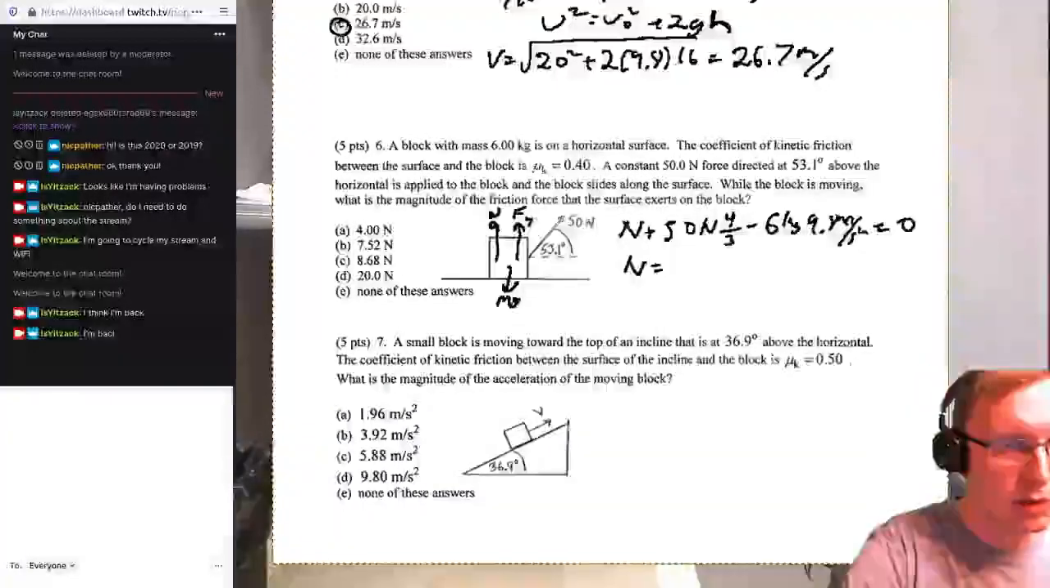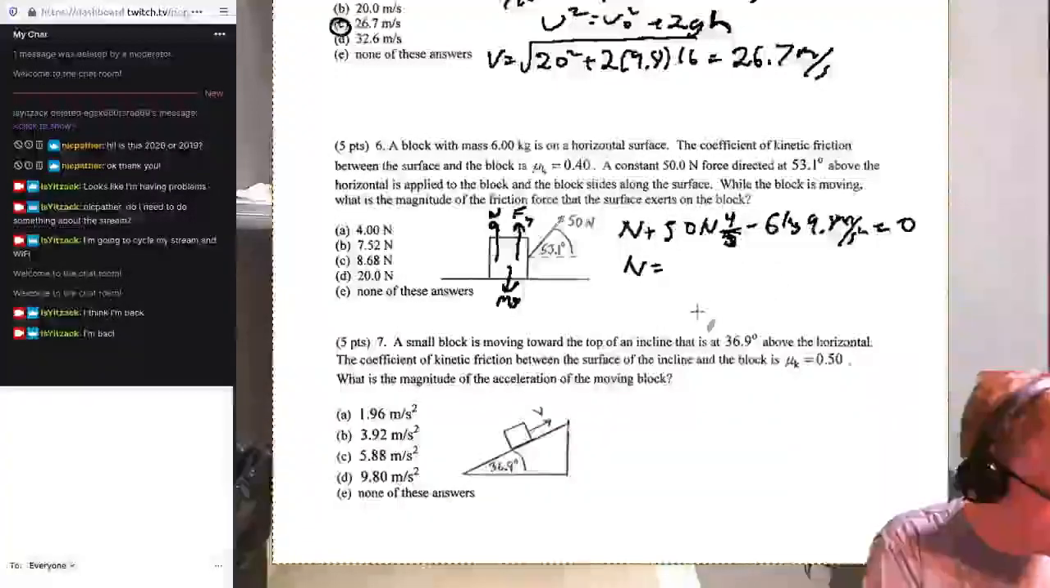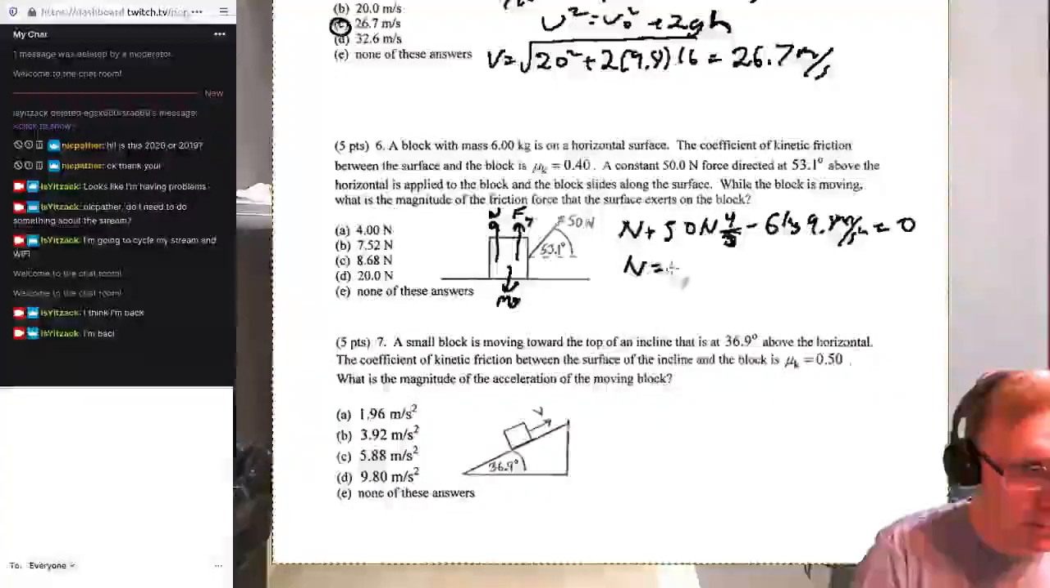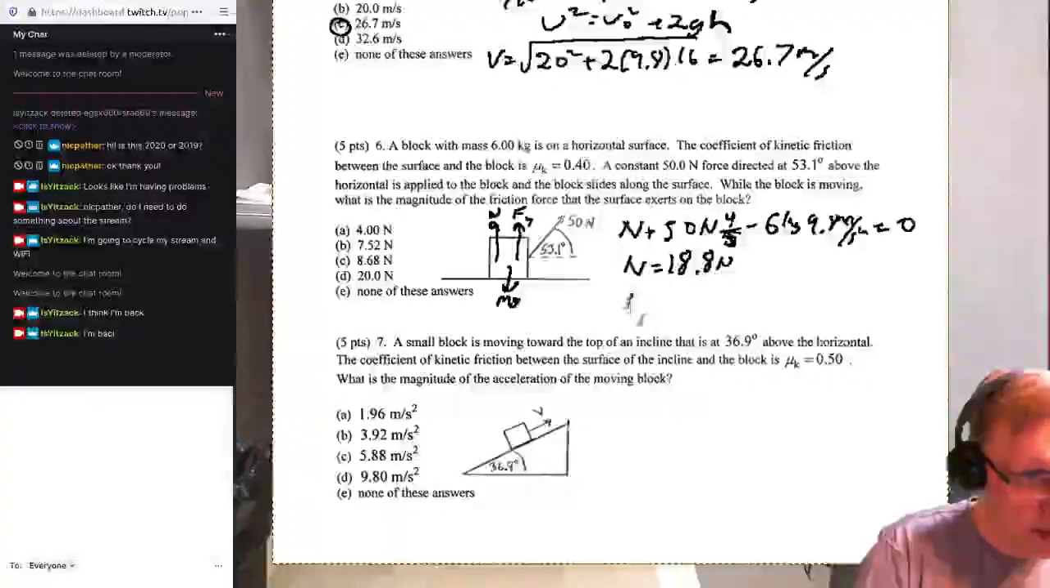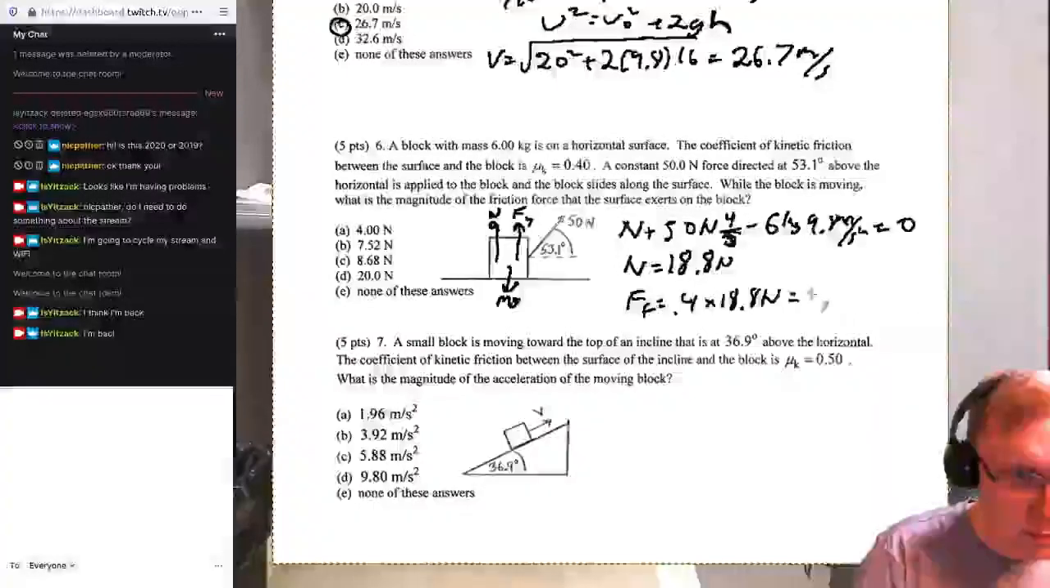Oh, I'm an idiot. Watch this. It's 4/5. Try that again. There we go. That's a positive value, 18.8 newtons. Therefore, force of friction is 0.4 times 18.8 newtons, 7.52 newtons.